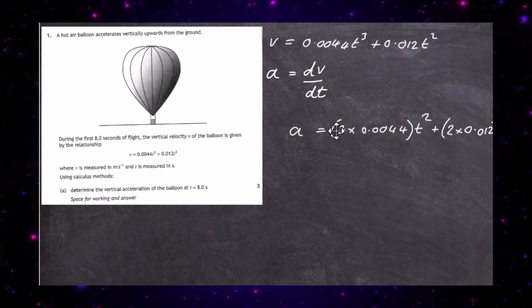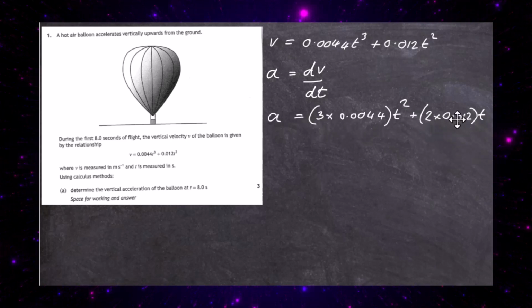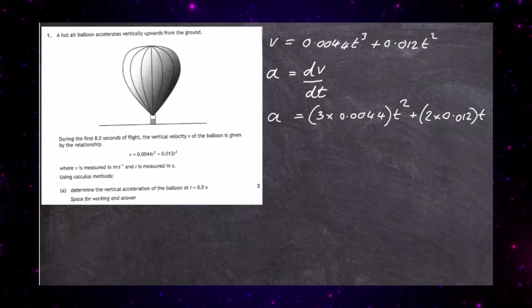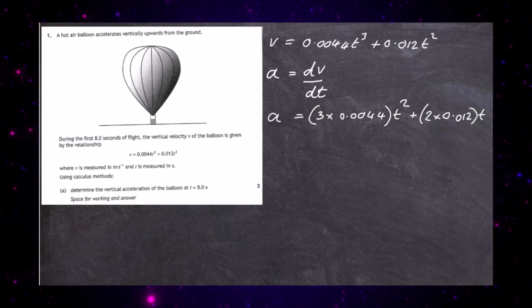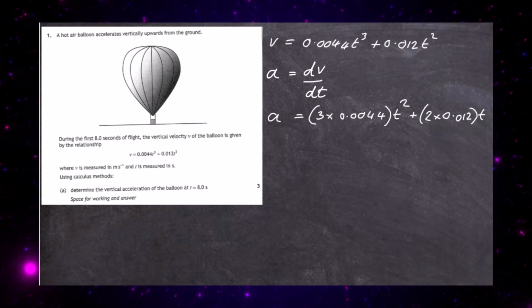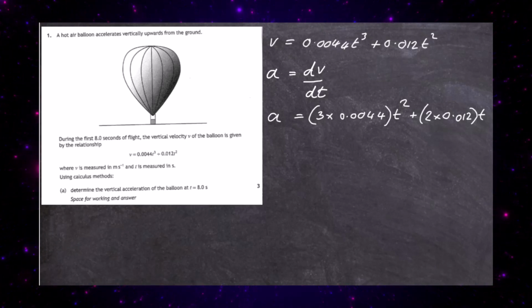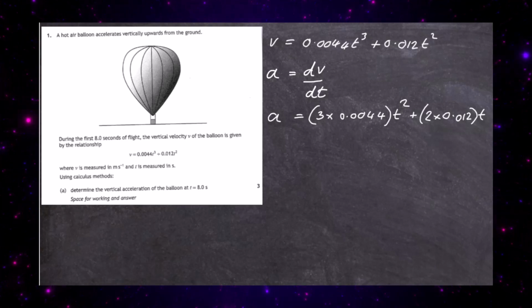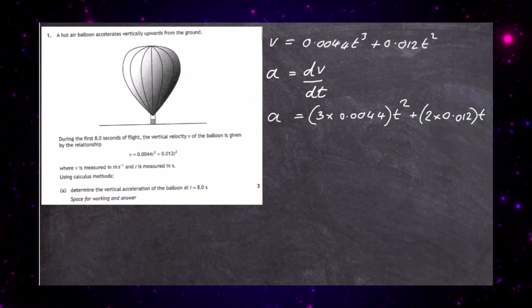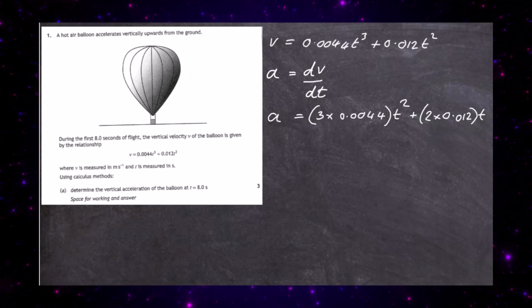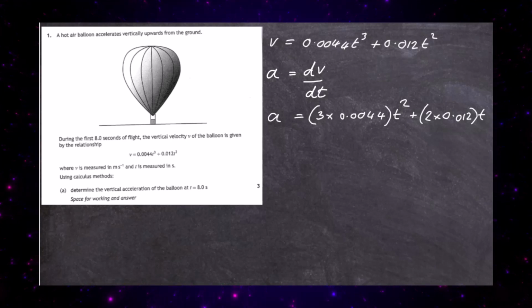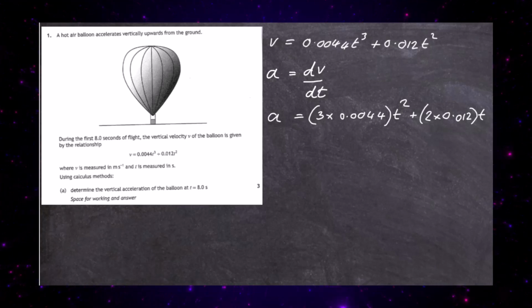We can say that the acceleration is going to equal, we multiply by the power of 3 times 0.0044, and we take 1 off the power of 3 to give us t squared. And we do the same with the next expression, plus we multiply by the 2 and take 1 off the power. And we're left with that equation. So a equals 3 times 0.0044 t squared plus 2 times 0.012 t.